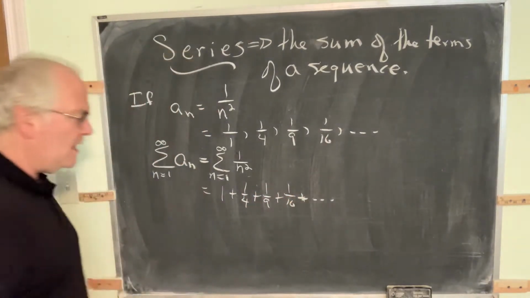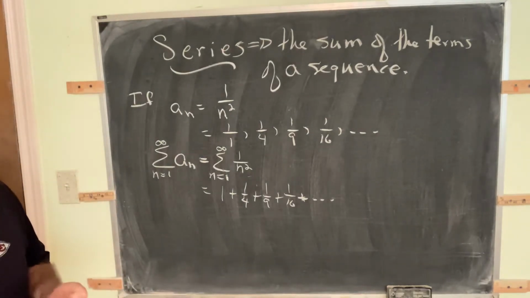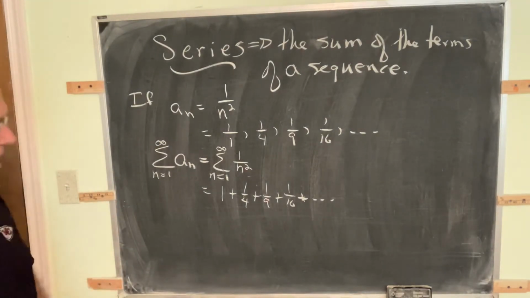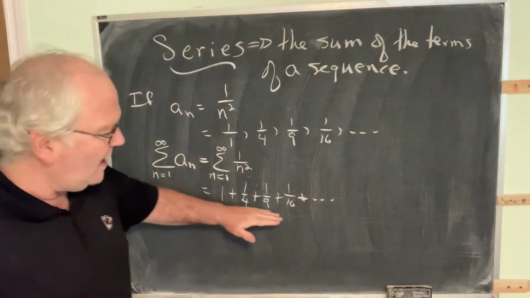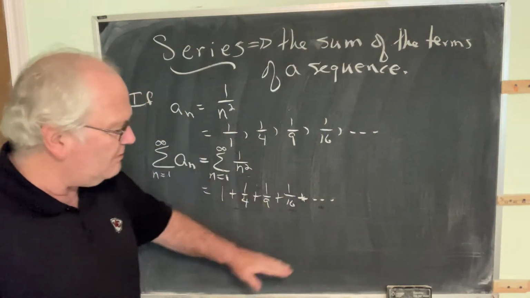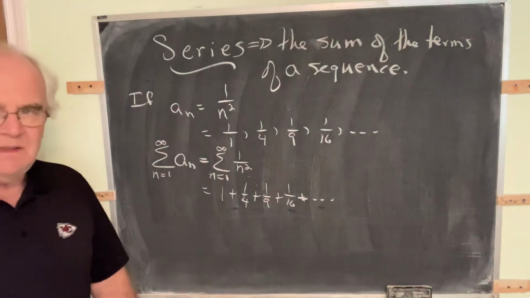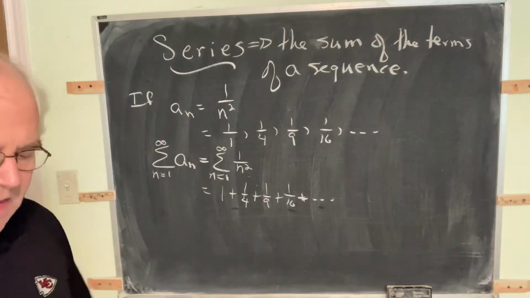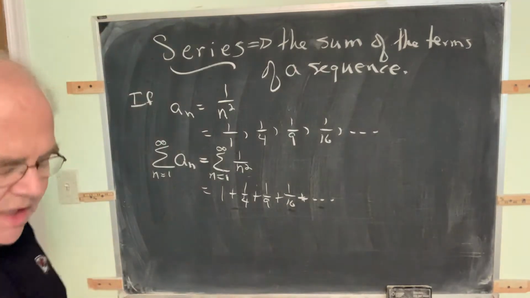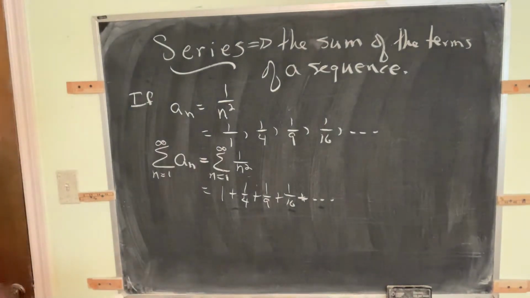Now, it is not immediately obvious, but it is in fact the case that it is possible to add together an infinite number of positive numbers and yet have that sum equal a finite value. That is not immediately obvious, but we'll discuss that as we go a little further along. So we have the series is the sum of the terms of a sequence.